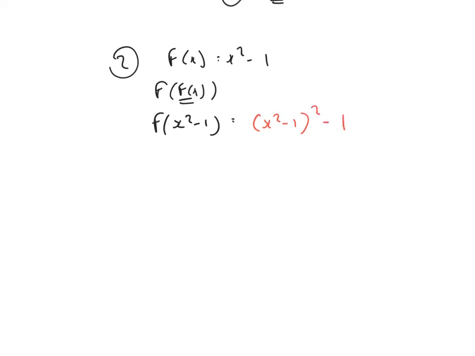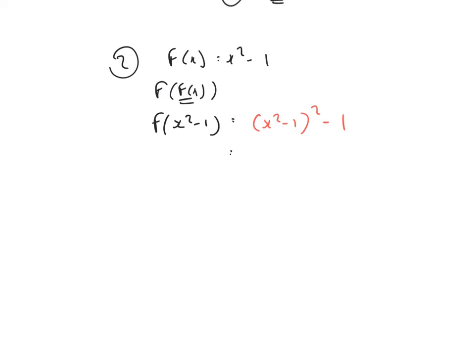Okay, question 2, multiple choice again, 2 or 0 for the correct answer or not. f of x equals x squared minus 1. The question is looking for me to find f of f of x. Well, f of x is x squared minus 1, so it's f of x squared minus 1. What's the f function? Whatever's in the bracket, you write it down, you square it, and you take away 1.